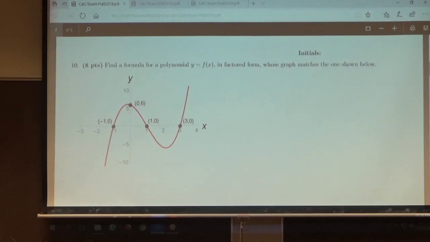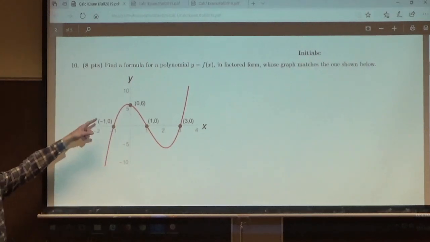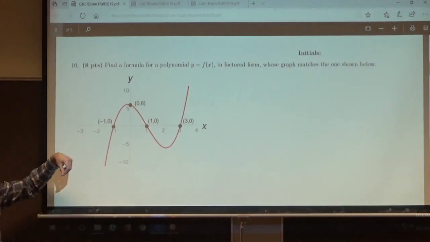It's just a matter of realizing what it would look like in factored form because the roots are at -1, 1, and 3. And then getting the right y-intercept, so you have to allow a coefficient in front that helps determine the y-intercept is 6.